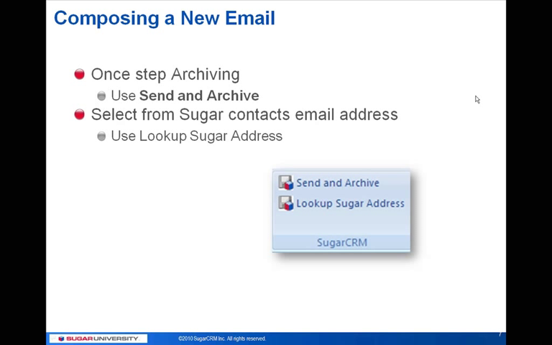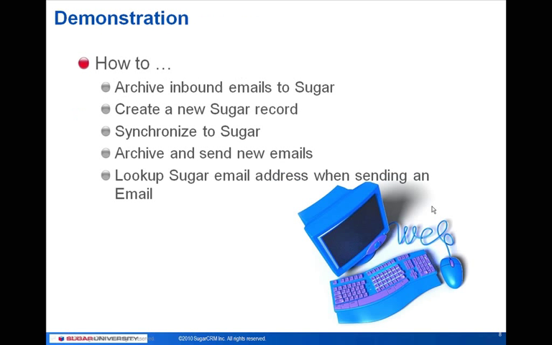All right, so those were emails that I might have received. I also have a toolbar now within composing a new email. I have a new box that's called Sugar CRM, and I have a one-step archiving button that will send and archive the email at the same time. And if I can't remember the email address for the particular contact or lead that I'm trying to get a hold of, I can look up that Sugar address by clicking on Look Up Sugar Address. Okay? All right, so I'm going to go into Outlook.